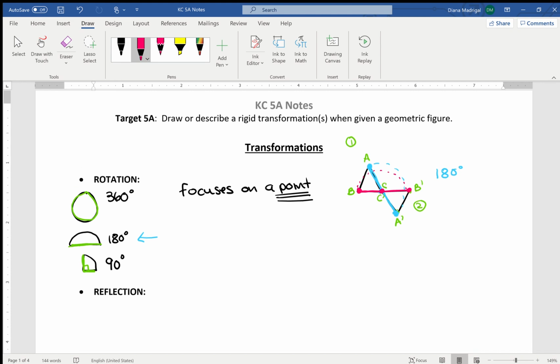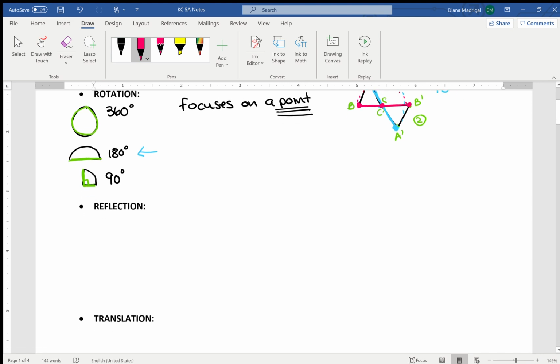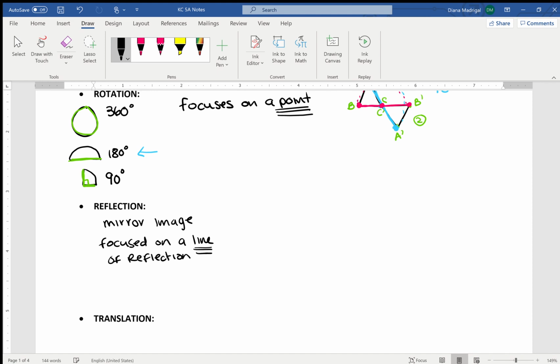All right, moving on to the next one, we have reflection. Reflection is a mirror image. When you look at yourself in the mirror, you're reflecting yourself in the mirror. This is always going to be focused on a line of reflection. That's what it's called. Just like rotation focuses on a point, this one focuses on a line. So be careful.